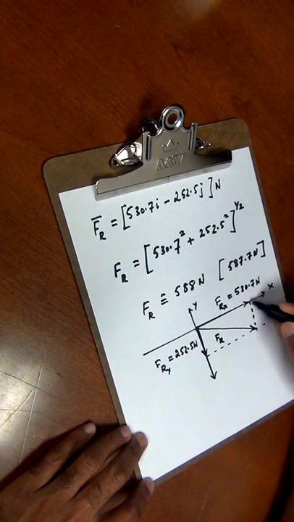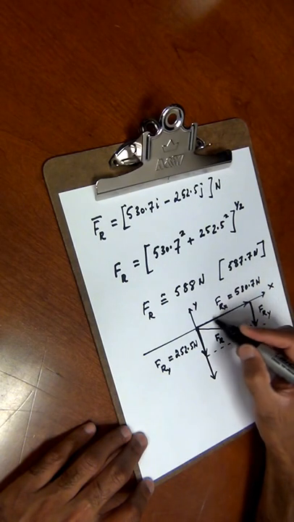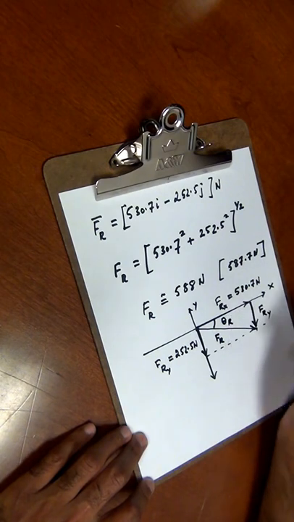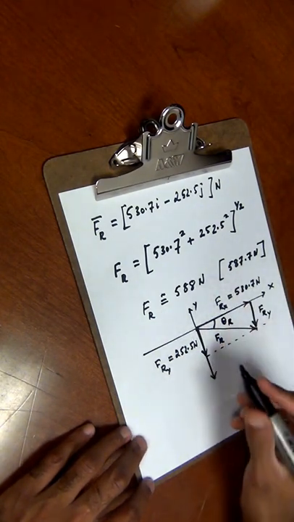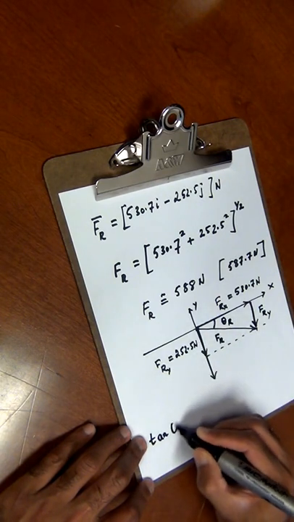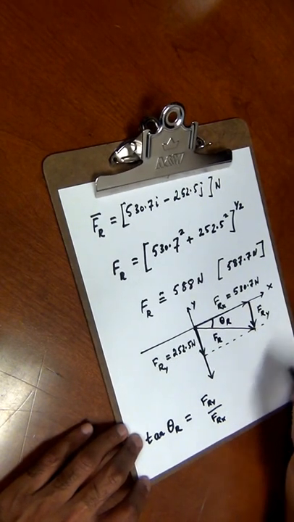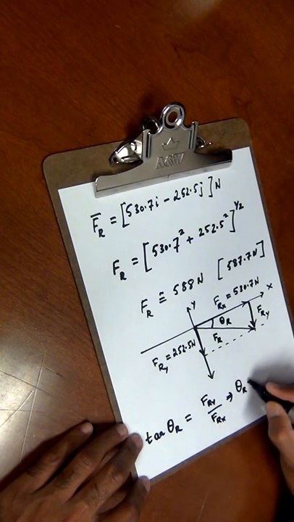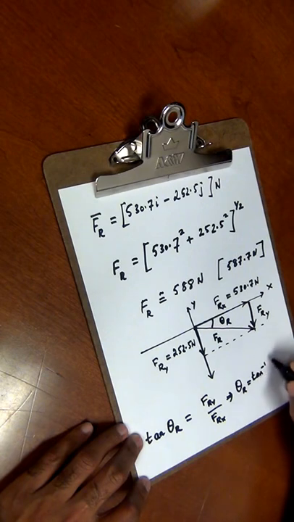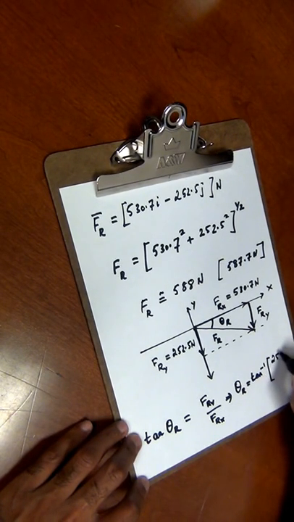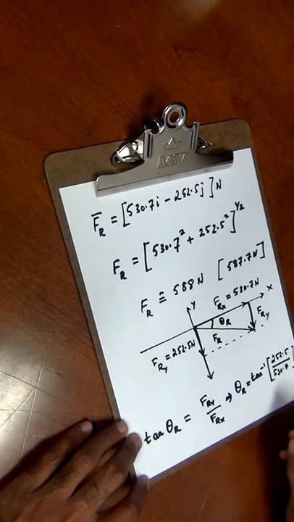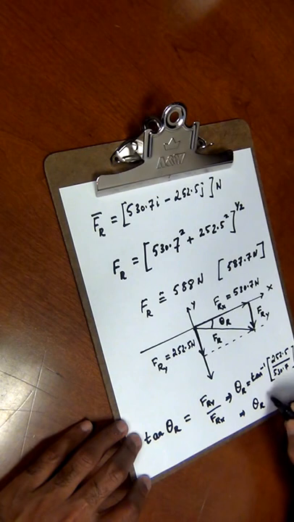Obviously, since this is a rectangle, this side also has to be equal to Fry, and if I call this angle theta r, which is an angle made in the clockwise sense with respect to the x-axis, then I can write that tan theta r is the ratio of Fry to Frx, which means that theta r is tan inverse of Fry, which is 252.5, divided by Frx, which was 530.7, or eventually theta r is approximately 25.4 degrees.